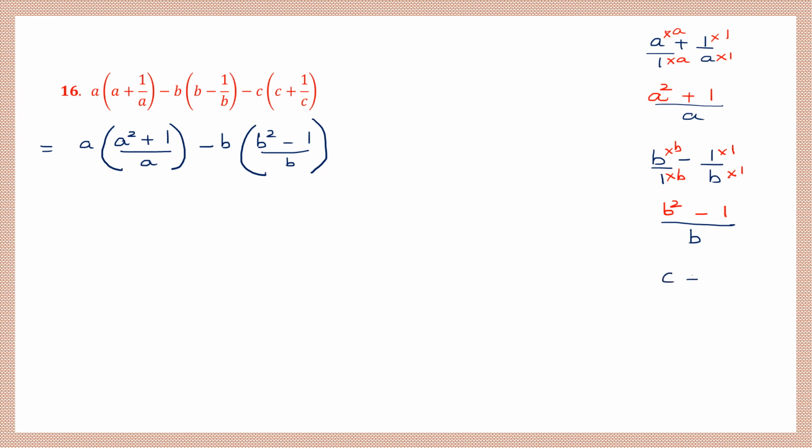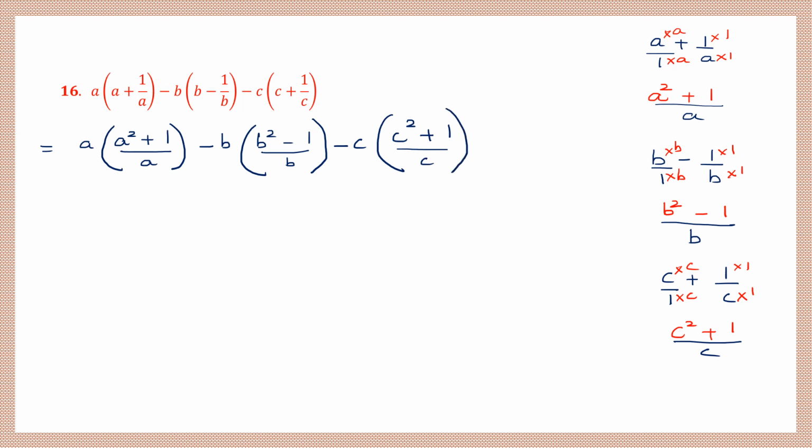So here I have c plus 1 by c, denominator is 1, LCM is c. Now 1 into c is c, so therefore c into c is c to the power of 2 plus into 1 here and into 1, so that is 1. So what do we have here? Minus c into c square plus 1 by c.